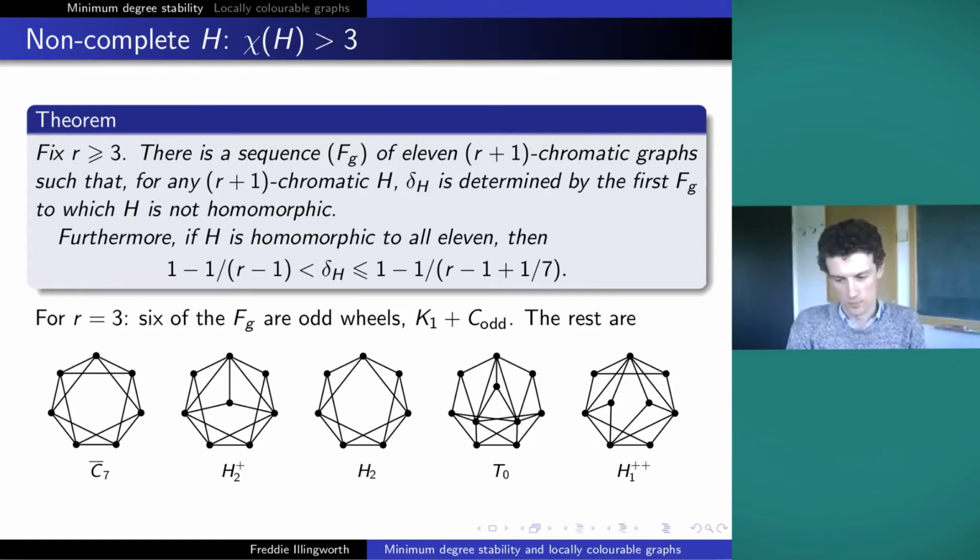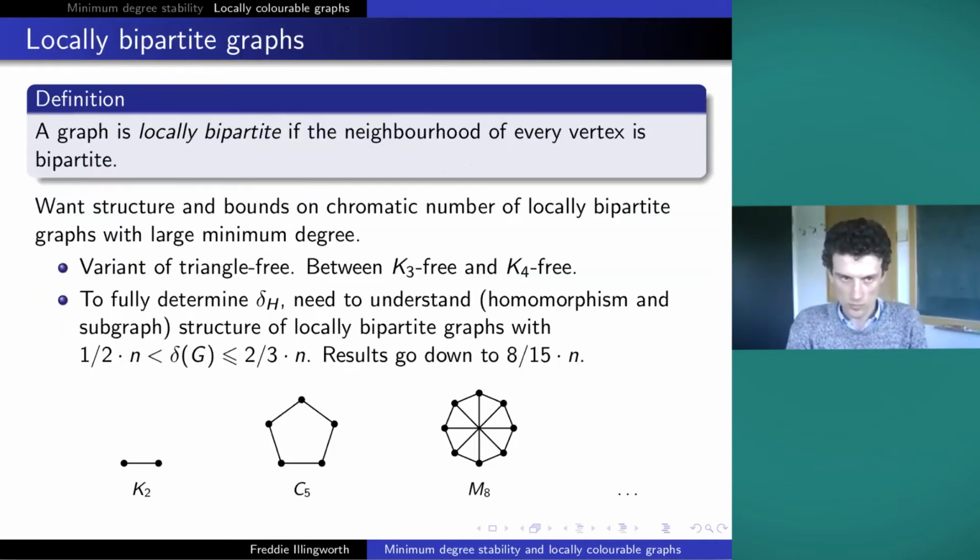Okay, cool. So let's start with just locally bipartite graphs. So every neighborhood is bipartite, and we want to understand their chromatic number and their structure. And this is nice because if we understand these properly, we've just determined that minimum degree stability, which is pretty natural. But also, it's quite a natural question because we're saying in a graph every neighborhood has low chromatic number. Every neighborhood is large because it's got large minimum degree. So you'd expect that the whole graph should have quite a small chromatic number.